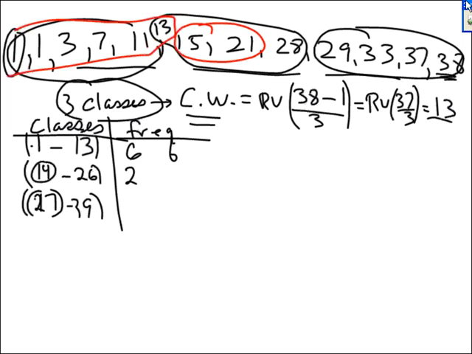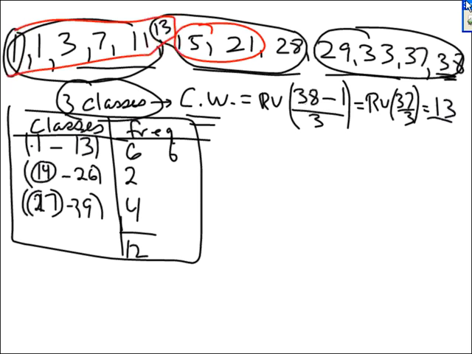Excuse me, the last 4 numbers. And that adds up to 12. So here is your frequency table. If you were just asked to draw a frequency table, there it is.